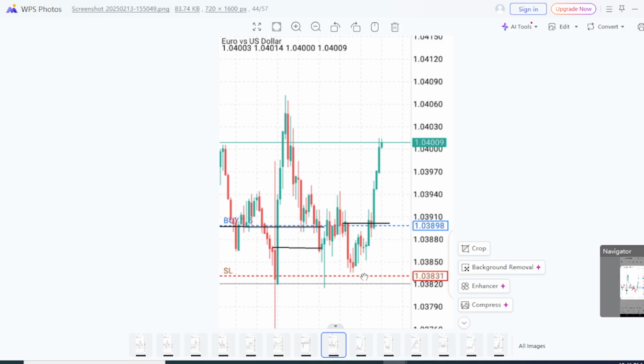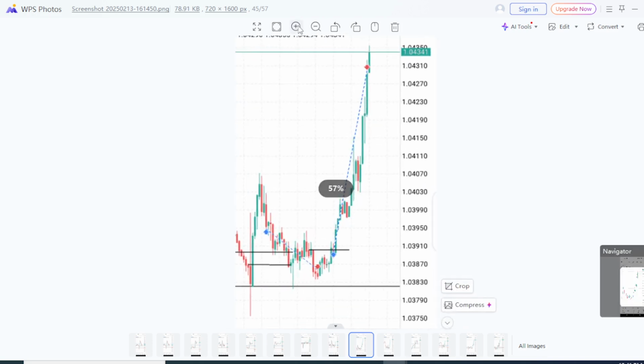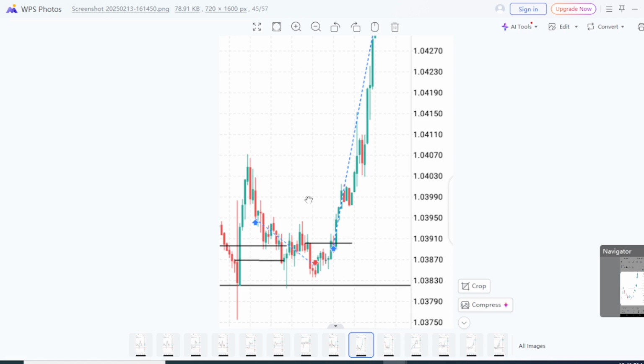My stop loss was here. And look at how beautiful the price was from that. We continue going higher. Very beautiful trade. Look at it. This is the end result of the trade. Look at the trade here. So this is where I ended up closing the position.